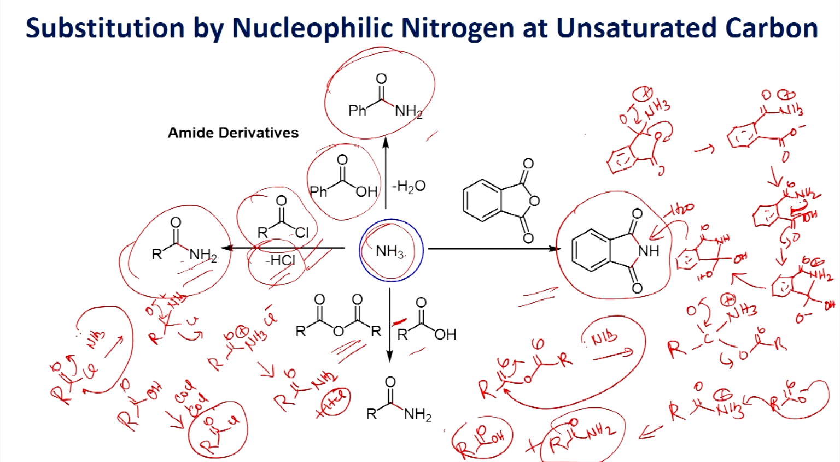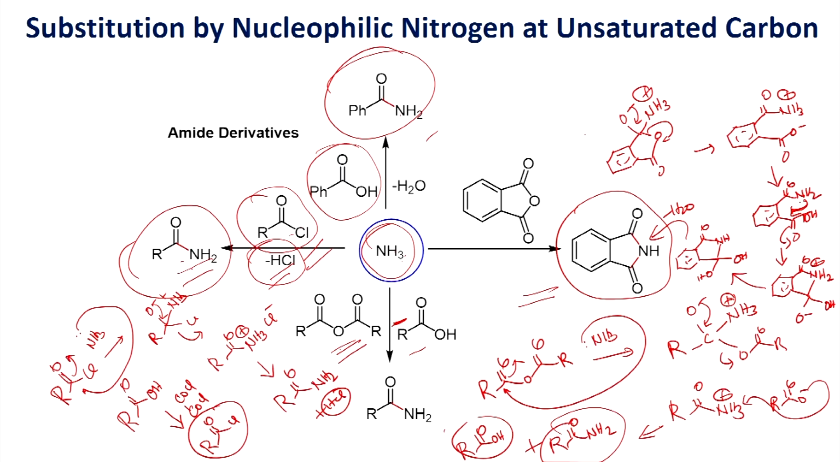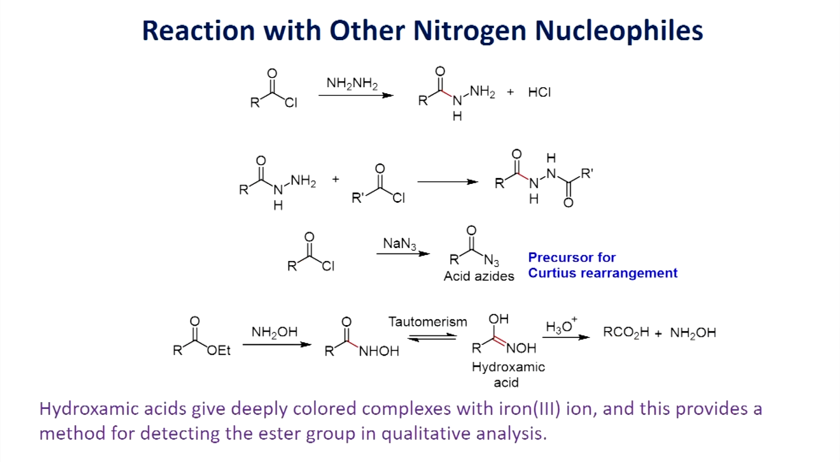Therefore, whenever you have the amine or ammonia, it can readily undergo addition reaction with this unsaturated carbon system, like if you have the acid chloride, acid anhydride or aryl carboxylic acid, they can be readily converted into the corresponding amide as the product. In addition to ammonia, you can also add other nitrogen nucleophiles.